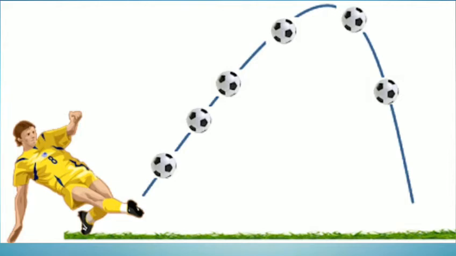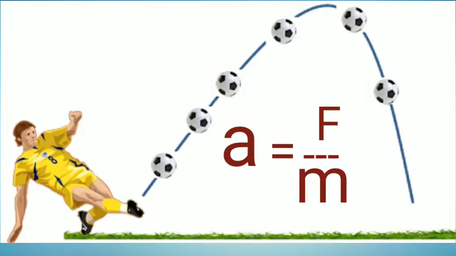On the other hand, the force exerted by the football on the foot of the player is known as reaction. Due to this reaction force, the foot of the player moves backward. Students, action and reaction forces are equal in magnitude but opposite in direction. However, action and reaction act on different bodies. The acceleration a equals F upon m of the football is much more than the acceleration of the foot of the player. This is because the mass of the football is much less than the mass of the player.